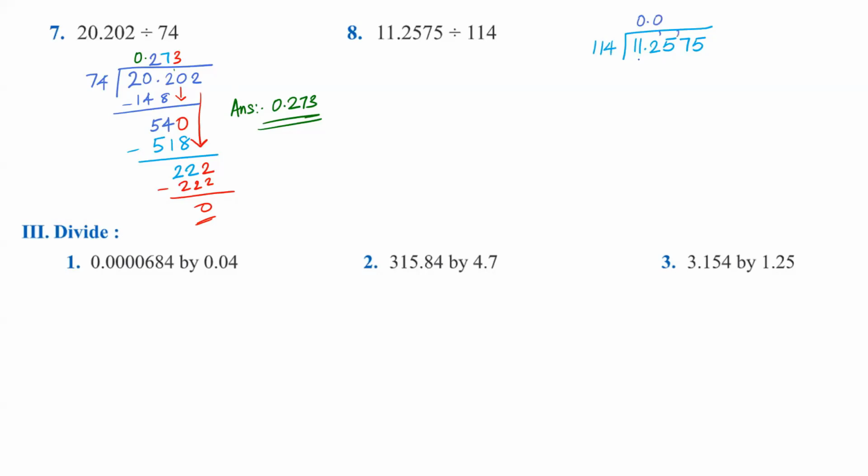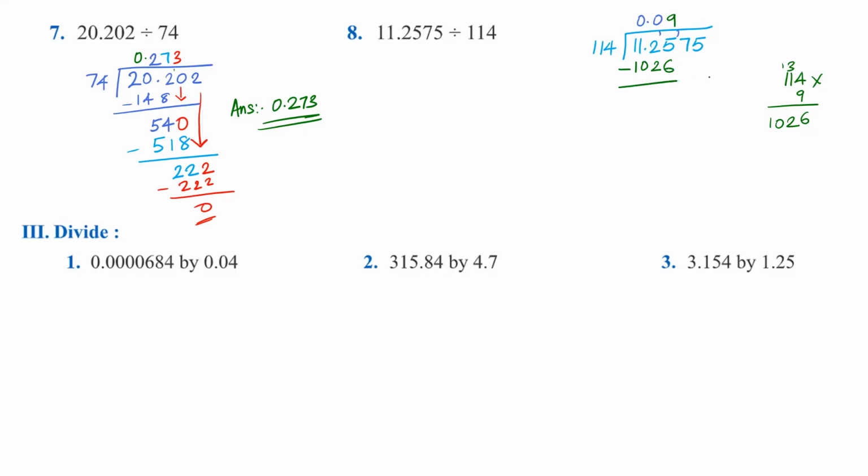So it will be 1125. Now, 1125 is divisible. If I divide, how much should I take? If I multiply 114 by 10, you will get 1140. So it will be 9. And it will be 1026. So I'm going to write 1026, 9.